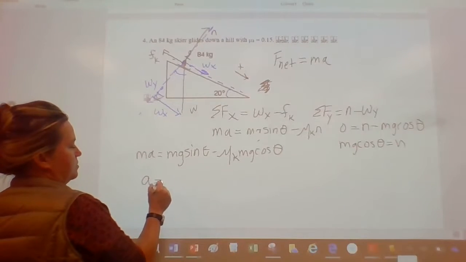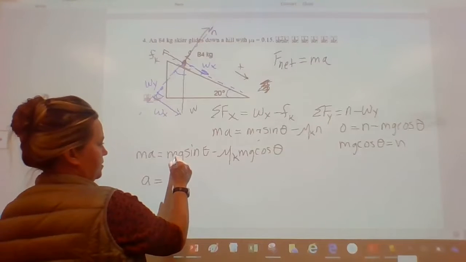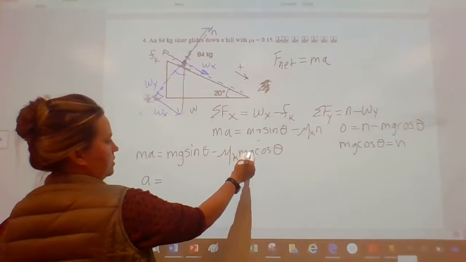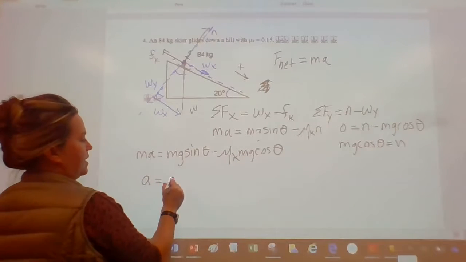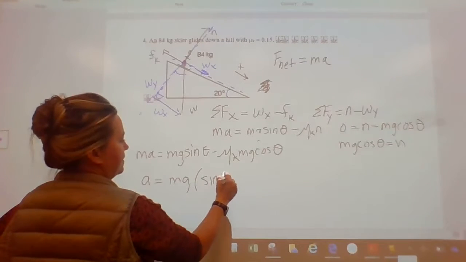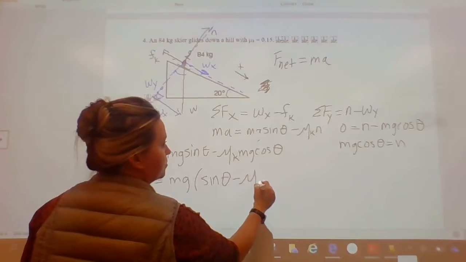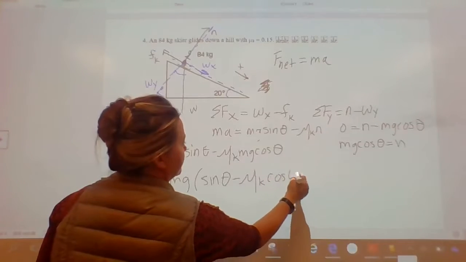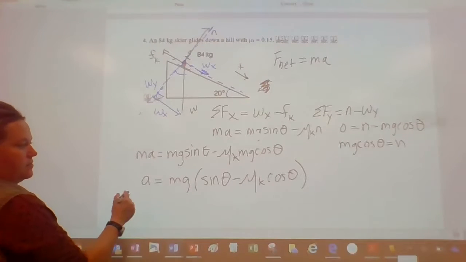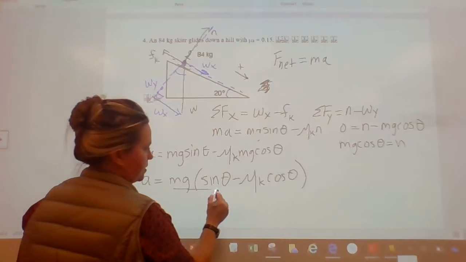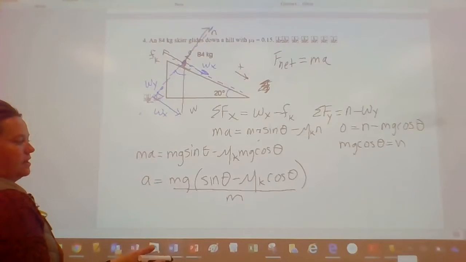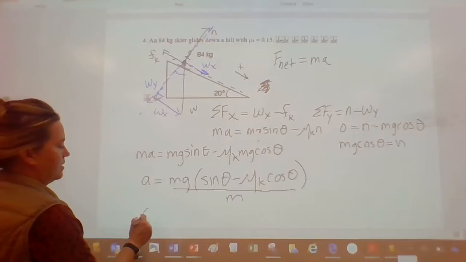So we're going to get A is equal to, this is the mass of the guy, this is the mass of the guy, this is G. So I can pull out mg. Sine theta minus mu sub k cosine theta. And when I divide out the m here, I've got myself an equation solved for A. So go ahead and sub in and solve.